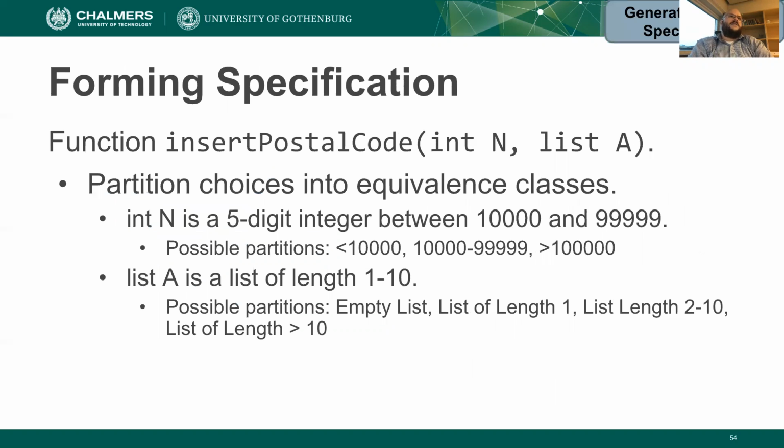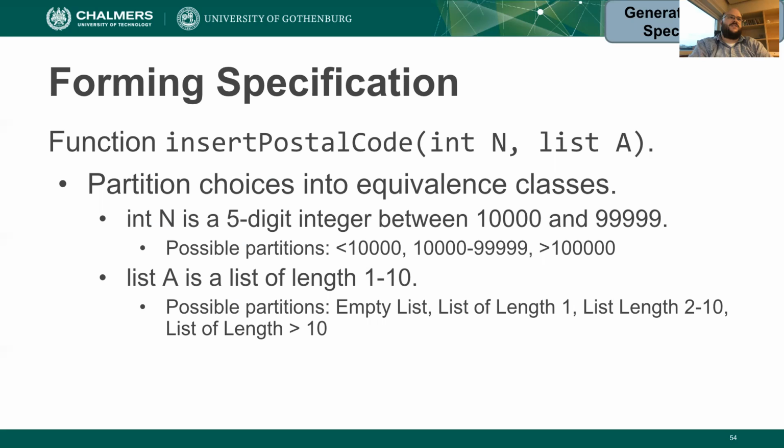Right? So in coming up with the equivalence partitions for our choices, we need to think about what exemplifies that space of input values, and you want to make sure you hit the types of input that can be passed in. Here we have something where we're going to insert a postal code into a list. It takes in an integer representing that postal code, and it takes in the list it's going to insert it into.